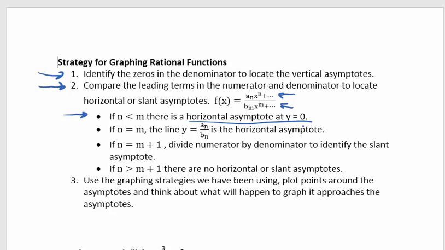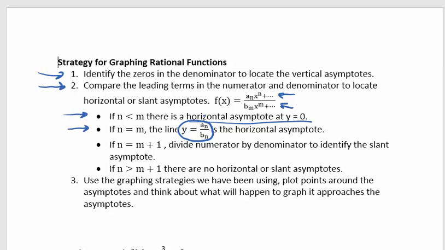Now, if the degrees are exactly the same, we compare the leading terms in both polynomials, and then we are going to get a horizontal asymptote. But to find it, we're going to divide just the coefficients. So you see a sub n and b sub n, those are just the coefficients on the first two terms. All you have to do is do that division, and what you end up with will be your line y equals whatever that division is, and that will be your horizontal asymptote in that location.